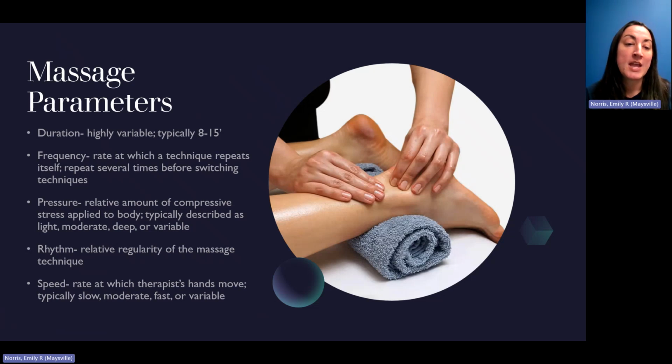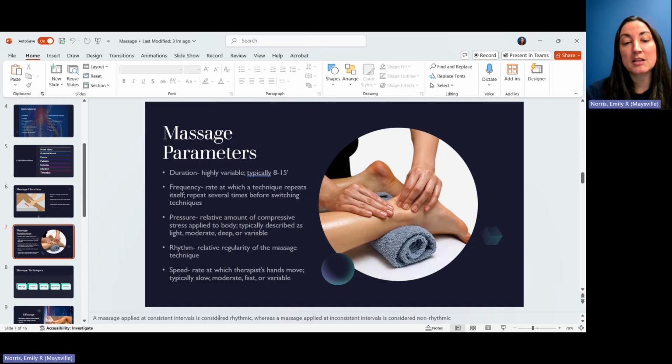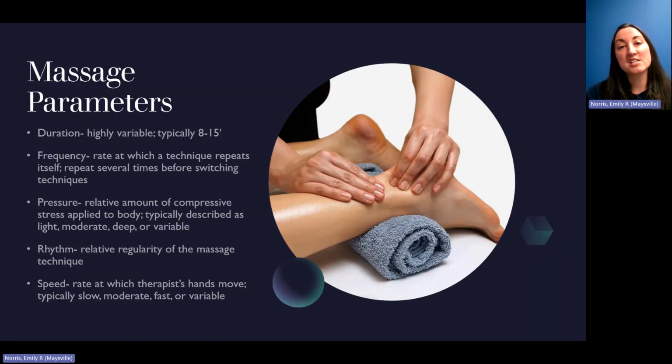Rhythm is the relative regularity of the massage. If it's applied with consistent intervals, then it's considered rhythmic. If it's inconsistent, then it's considered non-rhythmic. So you want to be more rhythmic, more consistent with the speed and the types of stroke, even the length of the stroke, to help the patient relax more.